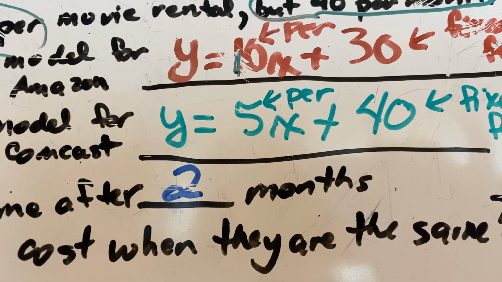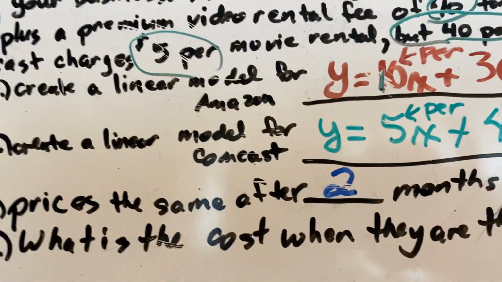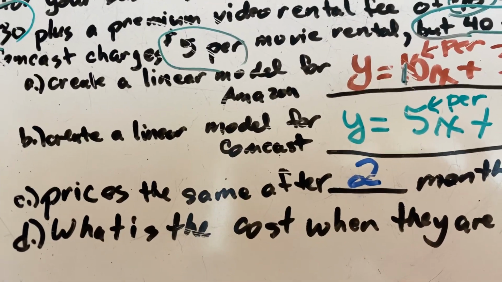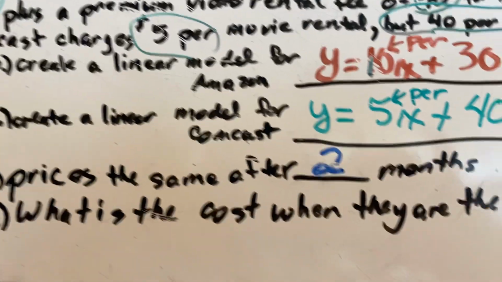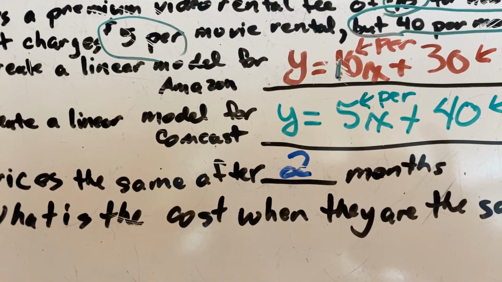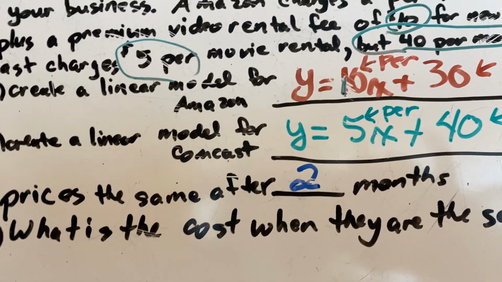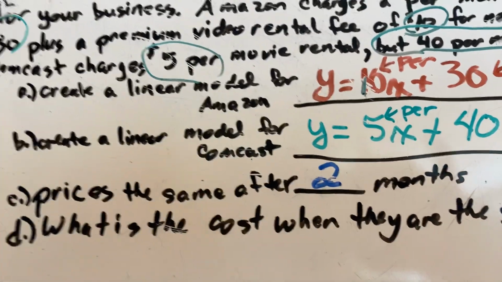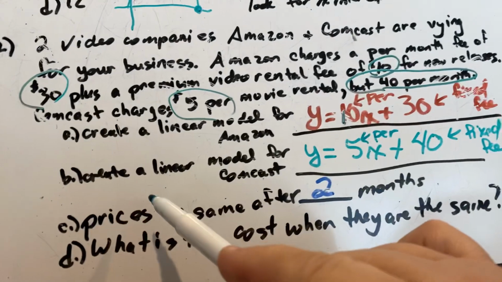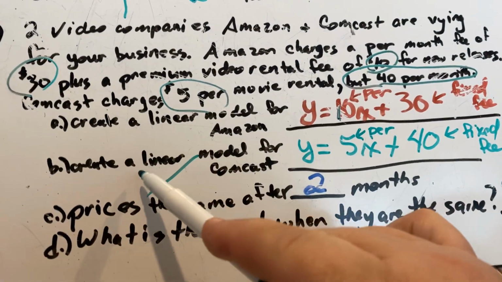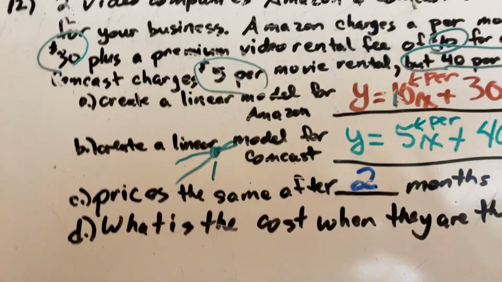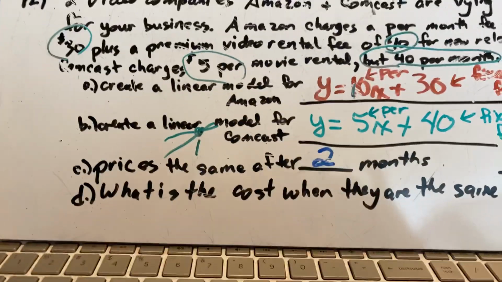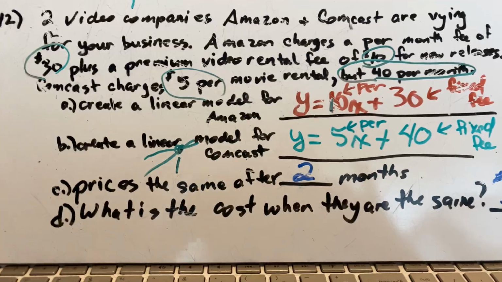When will the prices be the same? The prices will be the same after 2 months. Again, guys, I'm going to suggest you go to desmos.com, put both of your equations into Desmos, and just look to see where they both cross. Again, go into Desmos, and you're going to look to see where these cross, and that will be the number of months. The next question down says, what is the cost when they are the same?